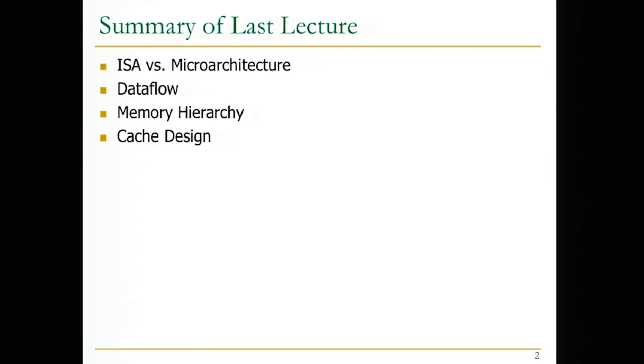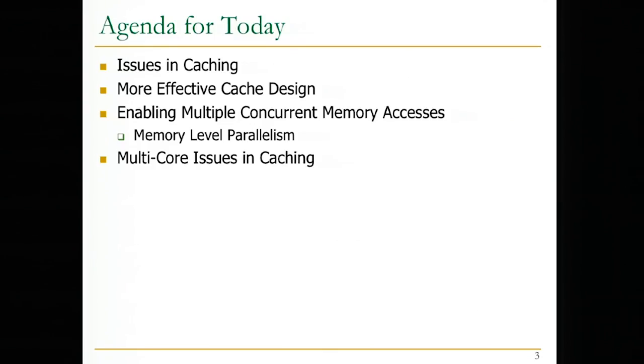Basically, we've covered ISA, microarchitecture, data flow, memory hierarchy, cache design. And we'll continue with caching today. This is the aggressive agenda. I really want to finish caching today, but we'll see how far we can go. We'll talk about some issues in caching, more effective cache design, what people have tried to do over time, enabling multiple concurrent memory accesses and how that affects caches. It's called memory level parallelism. And hopefully we'll get to multi-core issues in caching, but if we don't get to it, that's probably a good break.